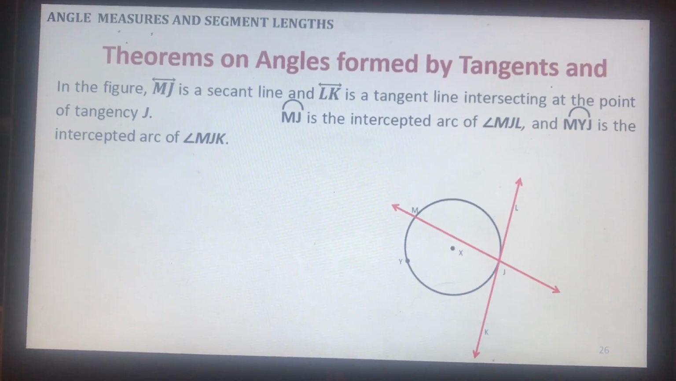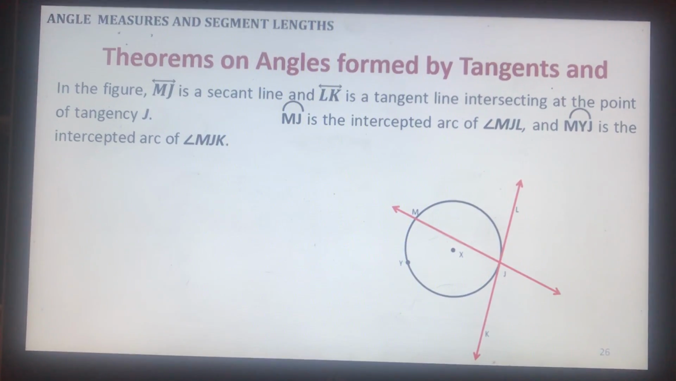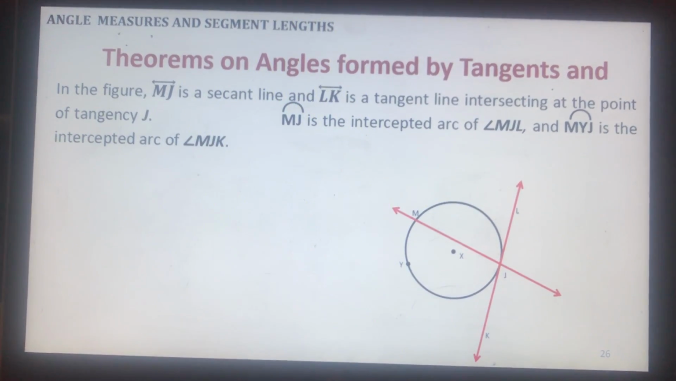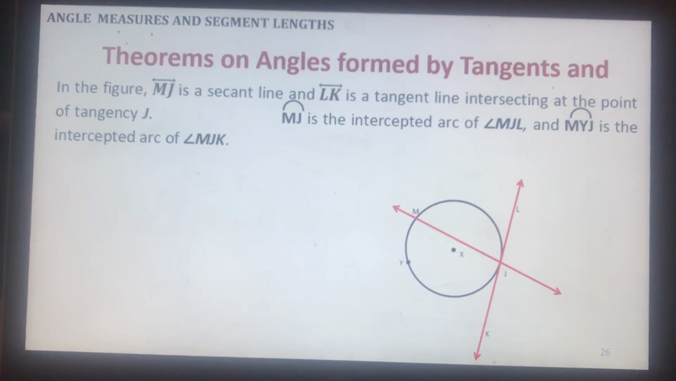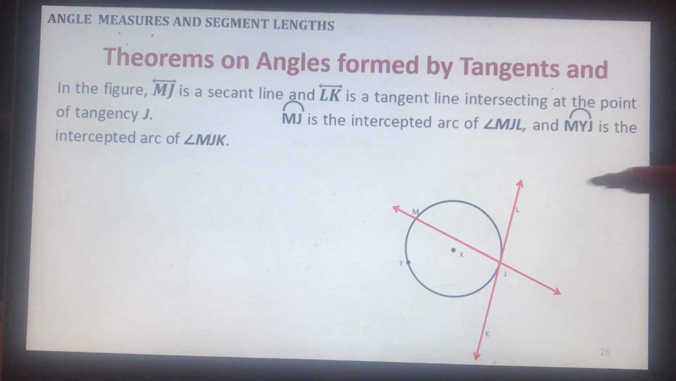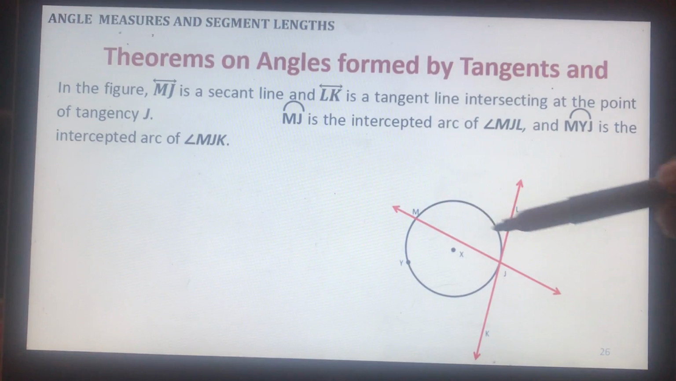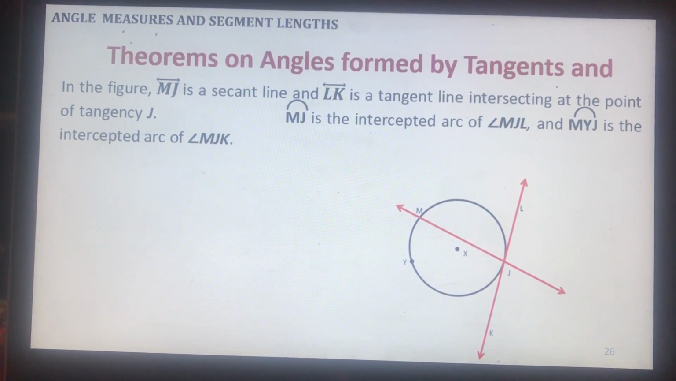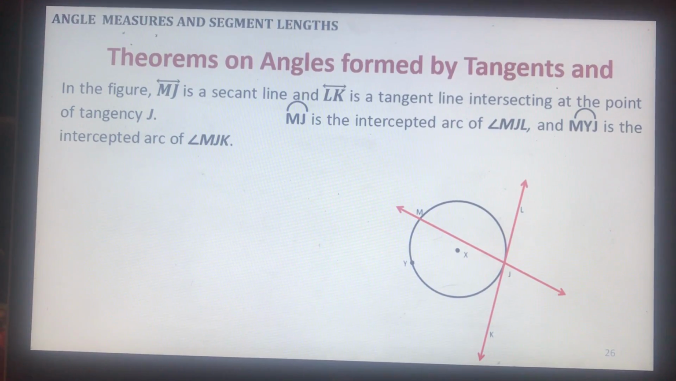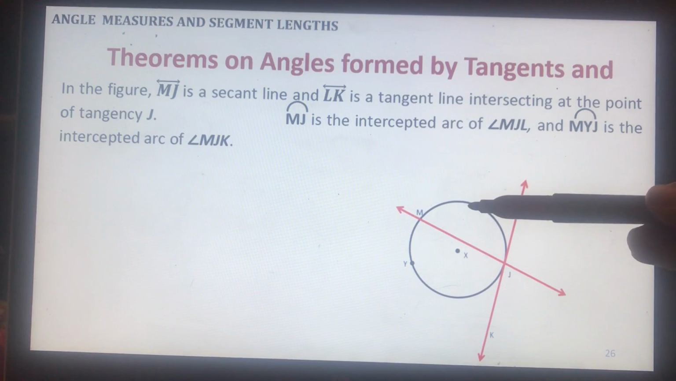In our model, we have a circle and two lines again. They are coplanar, the three of them, which means they have to be on the same plane. So here we have circle X. We have MJ, which represents a secant line, and we also have line LK, which represents a tangent line. Notice that both the tangent and the secant are intersecting at point J, which also represents the point of tangency.